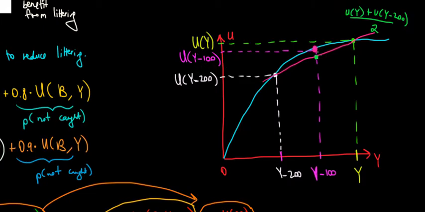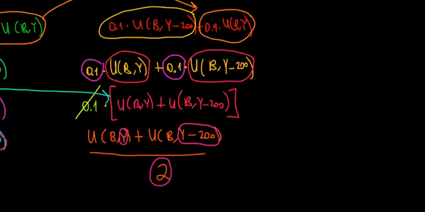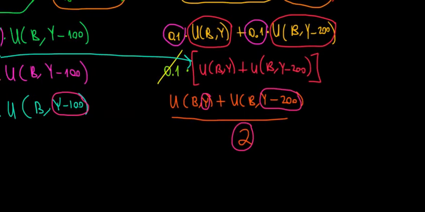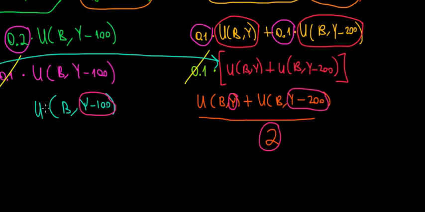We graphically can see that that's less than the utility of y minus 100, and that's because of the shape of the graph, because of this concave shape, meaning that this expression over here that we just saw is going to be greater than the other one, right? The utility of y minus 100 is going to be greater than that middle point on the secant line.